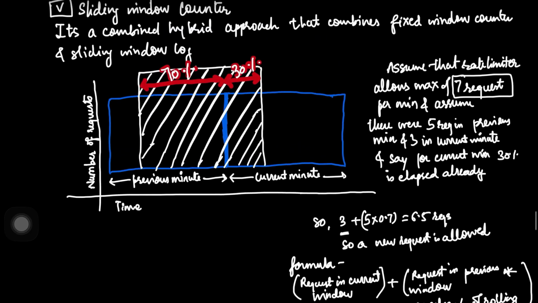Let's understand this with an example, where let's say we have a rate limiter which allows 7 requests per minute, and let's say there were 5 requests in the previous window.